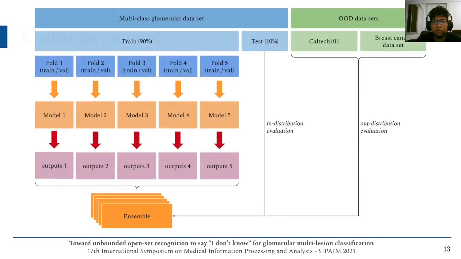Now let's see our evaluation protocol. Considering the glomerular dataset, we use 90% to train and leave 10% as test. The training split is used in a 5-fold cross-validation setup, generating 5 different models that will be used as an ensemble. The test and the OOD datasets are evaluated using the 5-model ensemble, and to reach a similar number of images from in and out of distribution sets, we sample 450 images from each OOD dataset, which is a number close to the glomerular test size.